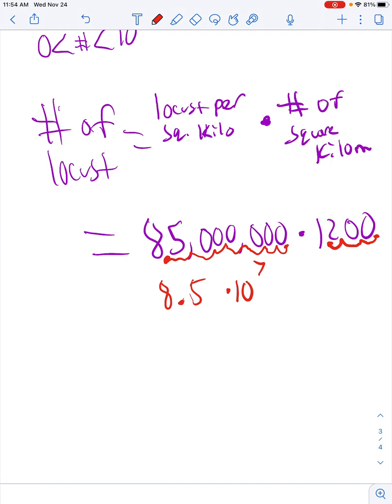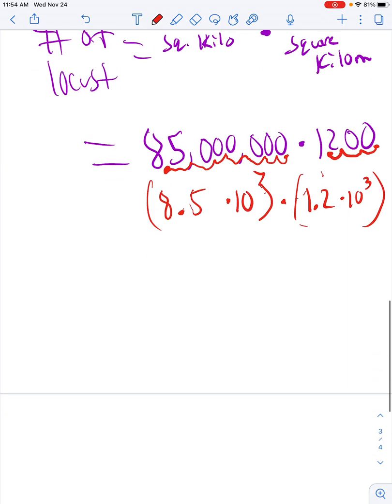If I put a 3 there, then it gets rewritten as 1.2 times 10 to the 3rd. So again, taking this, multiplying it by this. Now we might be able to do something here. I'm going to multiply these two numbers together. And then because these have the same base, I'm going to multiply those two as well. So 8.5 times 1.2 gives me 10.2.